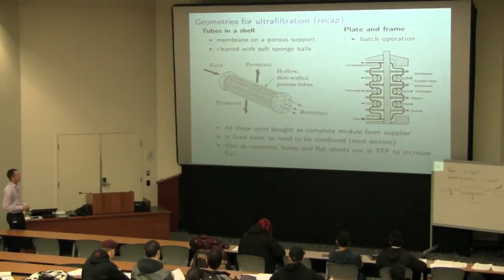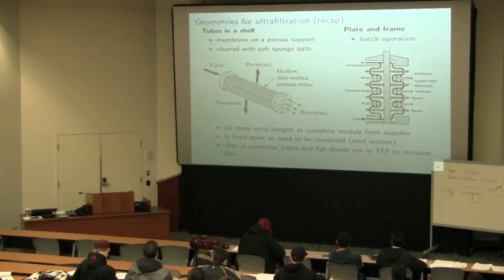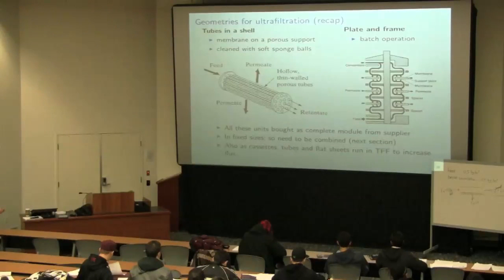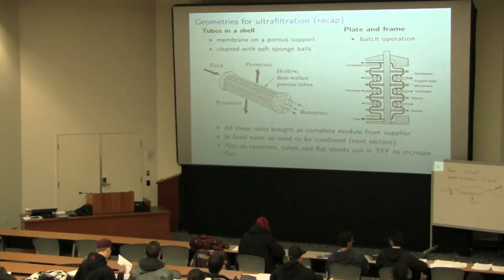I just wanted to spend a few minutes here to talk about some of the geometries for water filtration, and in general, these would apply to other membrane, to other microfiltration and reverse osmosis. We saw a bit of this in Henning's talk, so this is just a recap, essentially. The first one is tubes in a shell membrane type.